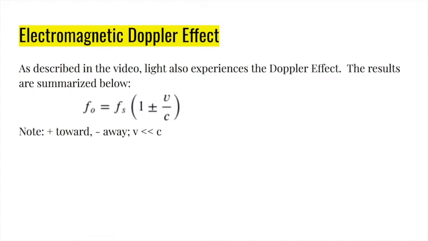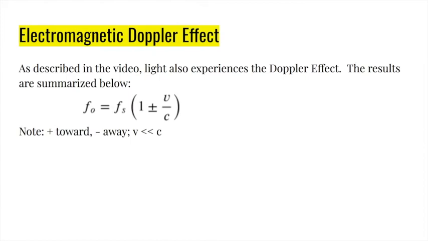And here C represents the speed of light. So this time we have 1 plus V over C versus 1 minus V over C. One of the things that this is used for, well, you may have heard the term redshift.